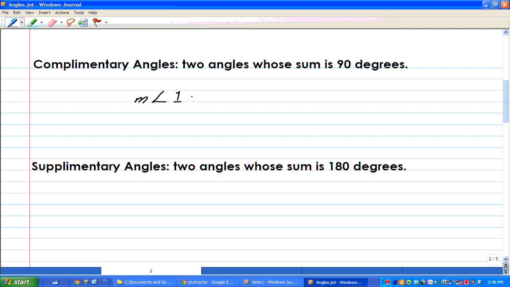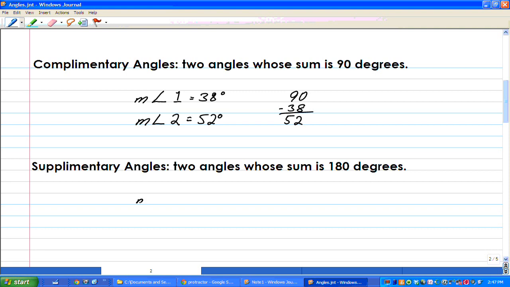So the measure of angle 1 is 38 degrees, and angle 2 is complementary to angle 1. What is its measure? Well, the way you would figure it out, the 2 of them need to add up to 90 degrees. So if you took 90 and you subtracted 38 from it, you would find that the measure of angle 2 is 52 degrees. It's 52 degrees.